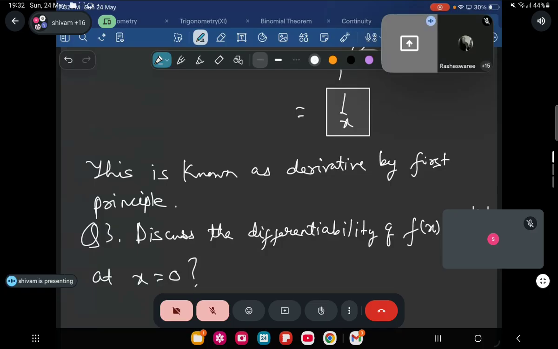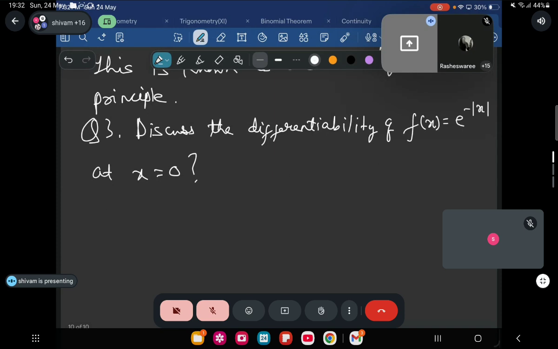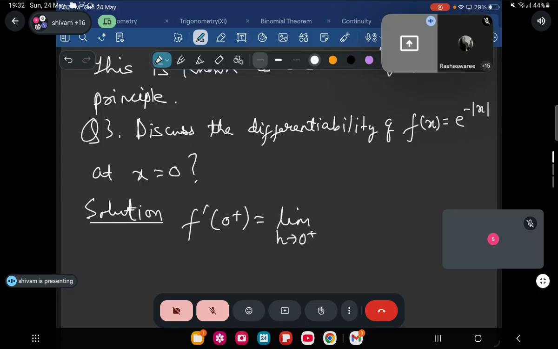Okay, f of x equal to e to the power minus mod of x. Okay, everyone, let us start. We have to find out whether f of x is differentiable or not differentiable at x equal to 0. So in order to check the differentiability, limit f dash at 0 plus will be equal to, limit h tends to 0 plus.